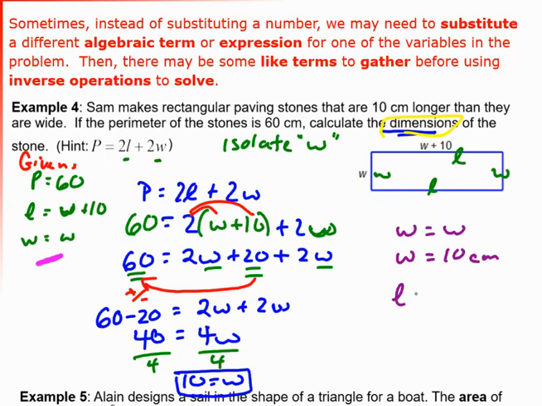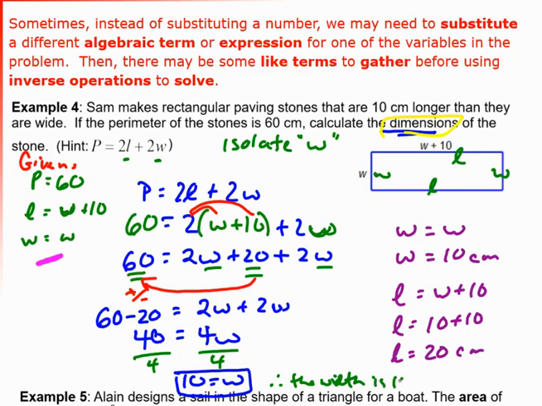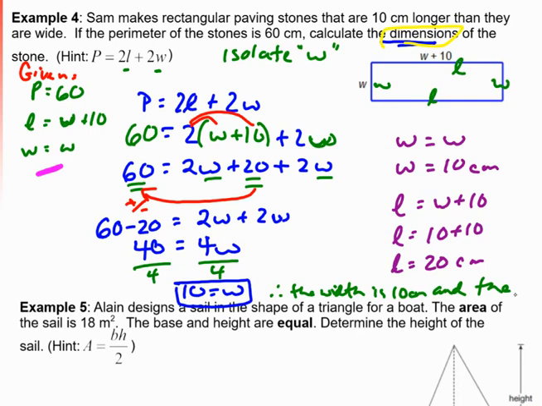And then we're going to say, well, length is not W. Length is W plus 10. So length is 10 plus 10, because W is 10. So length is 20. And so I haven't left myself a lot of room for a therefore statement, but you'd want to say something like, therefore, the width is 10 and the length, well, you get the point. The length is 20 centimeters.